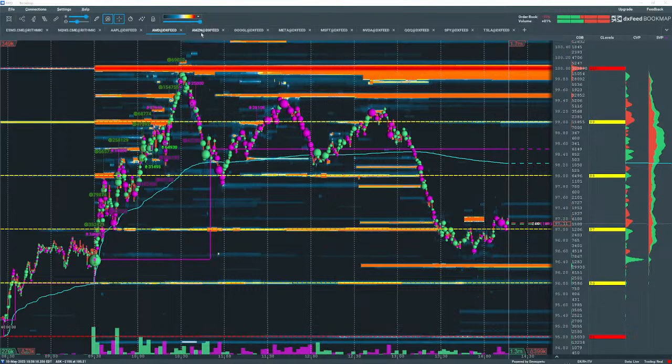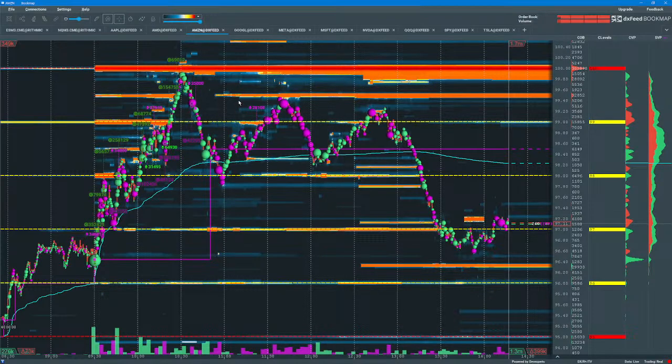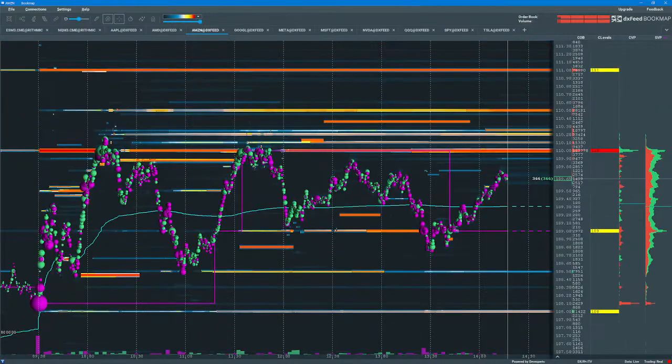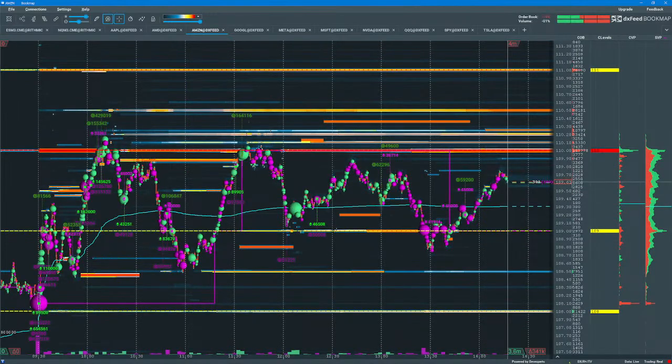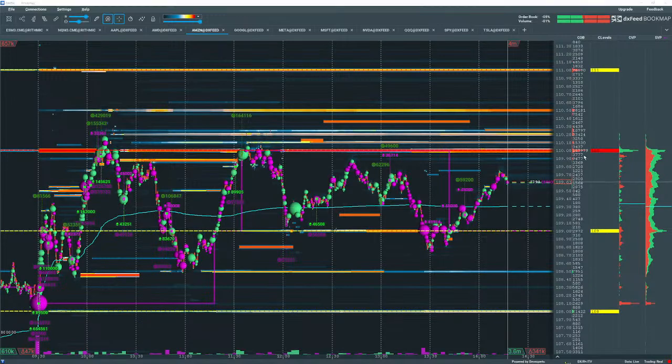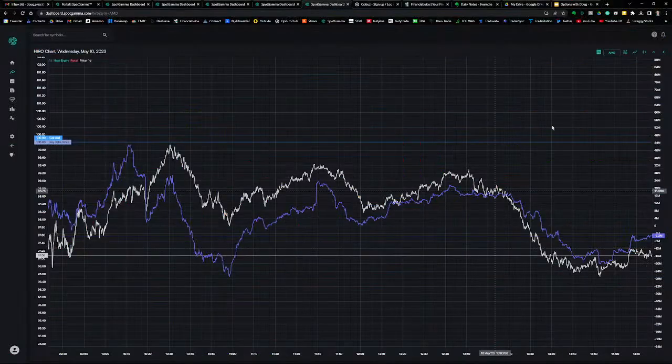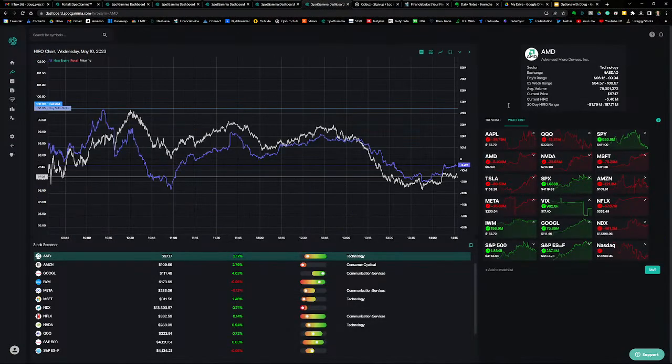Let's take a look at Amazon now. For Amazon, 110 is the call wall, shown here. All right, let's go take a look at Hero, see what options traders were doing for Amazon.